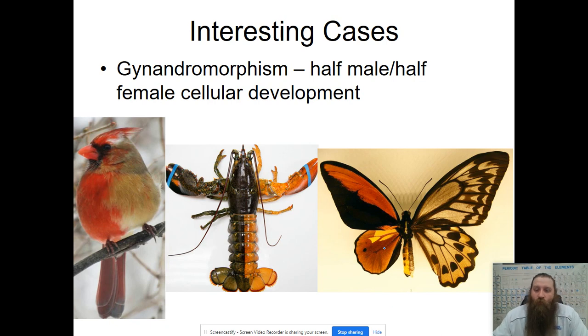Gonadotropomorphism, all right, in which organisms are half male, half female, which comes from kind of an abnormal fertilization of the egg, is an example of a special genetics case, right? So you can see that half the body of this cardinal is the female and half is the male, right? Same thing right here. Same thing right here in this butterfly.